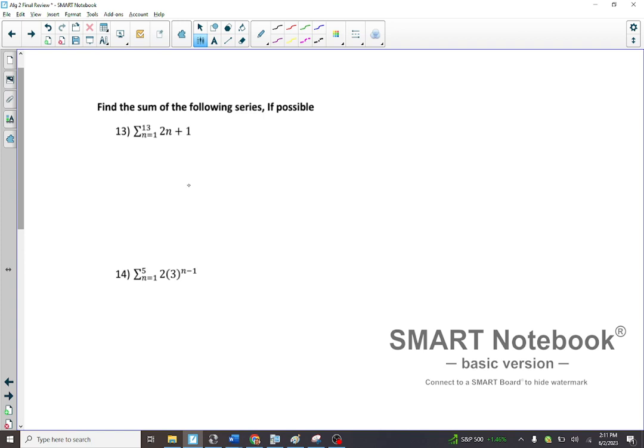Next one. This one, find the sum of the series, if possible. The equation for the sum of an arithmetic sequence is going to be n times a1 plus an over 2. So since I'm doing 13 steps, it's going to be 13, and you plug in a1, so you're plugging in 1, and plug in an, so you're plugging in 13.